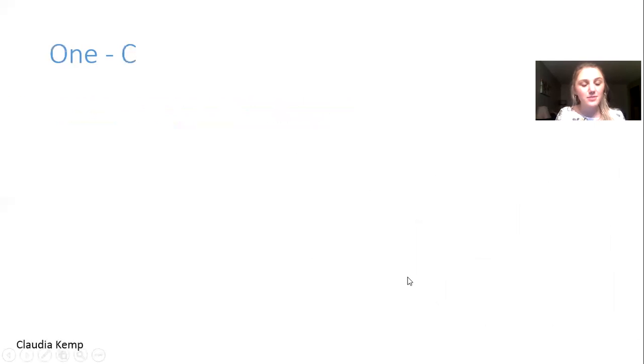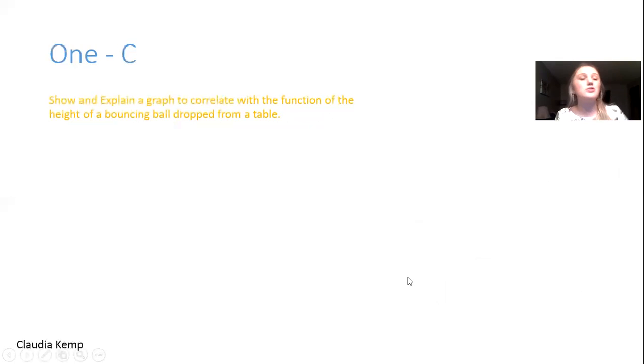Part C of number 1 asks for a graph to correlate with the function of the height of a bouncing ball dropped from a table. Now, I'm not sure if you've ever used a bouncy ball, but the first bounce that you give it, it goes really, really high. But the longer it's been since that first bounce, the less momentum it has, and the shorter each bounce gets as the amount of time goes on.